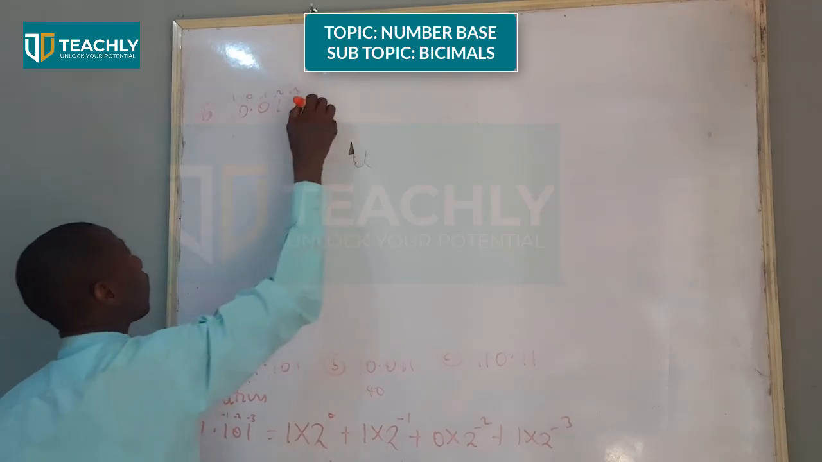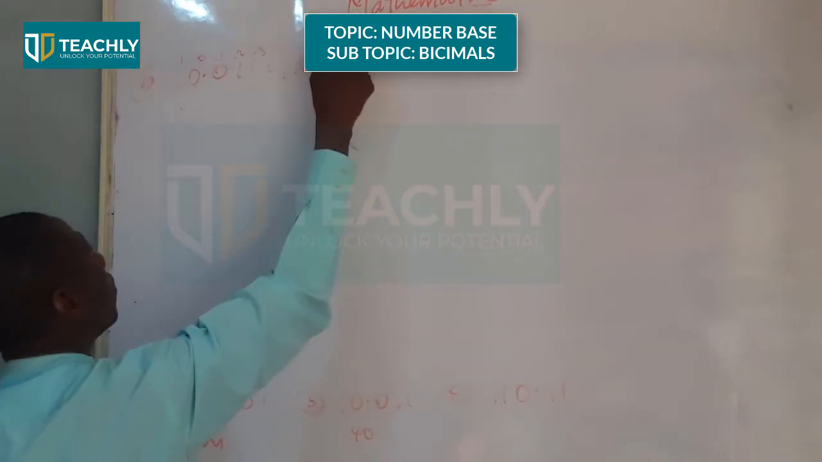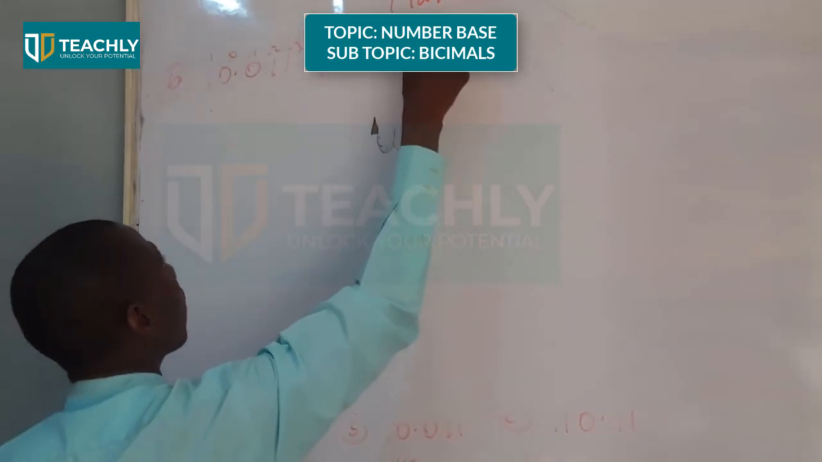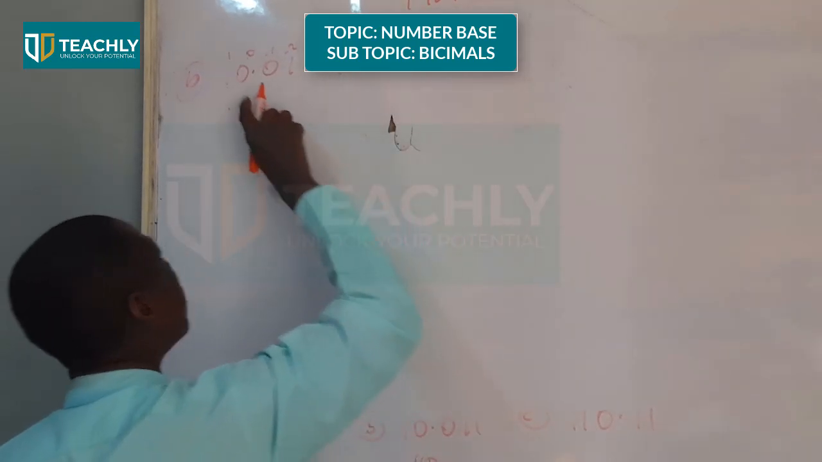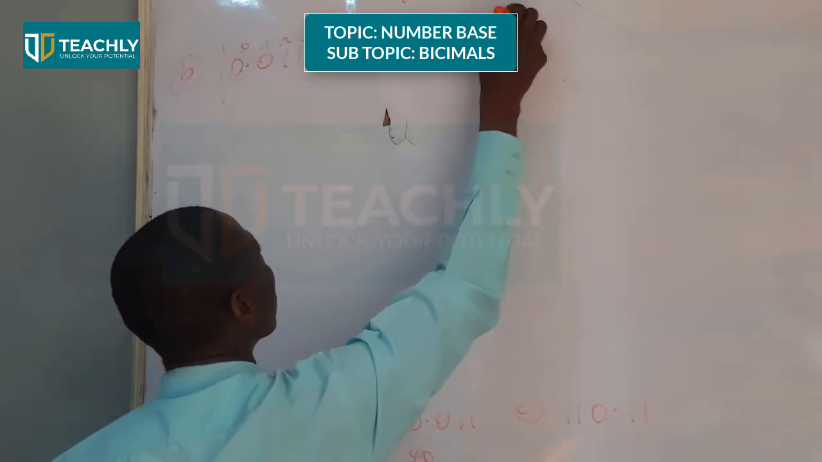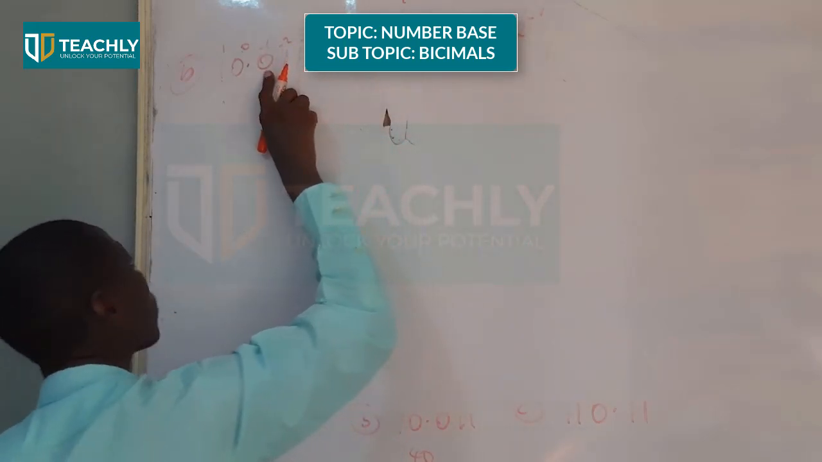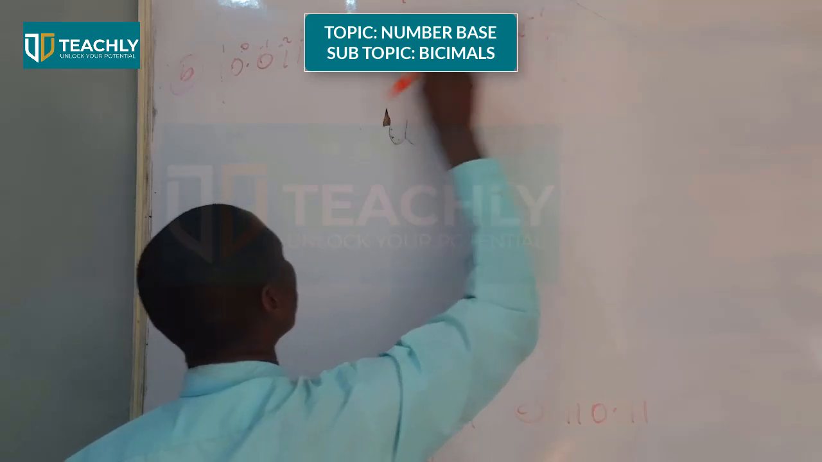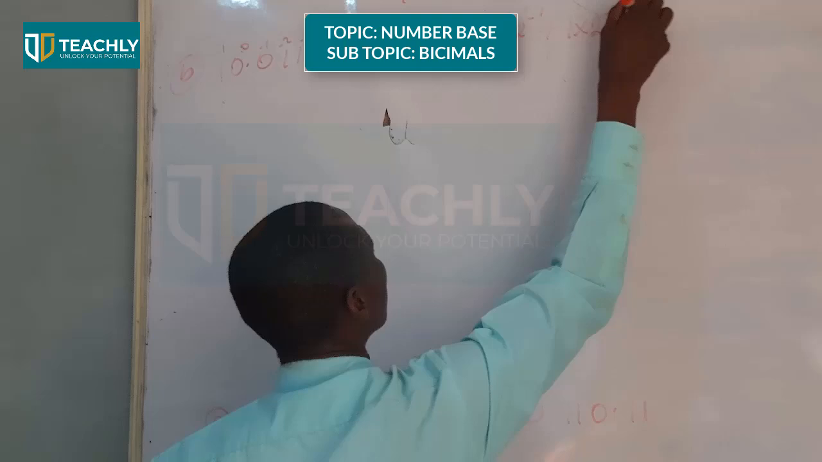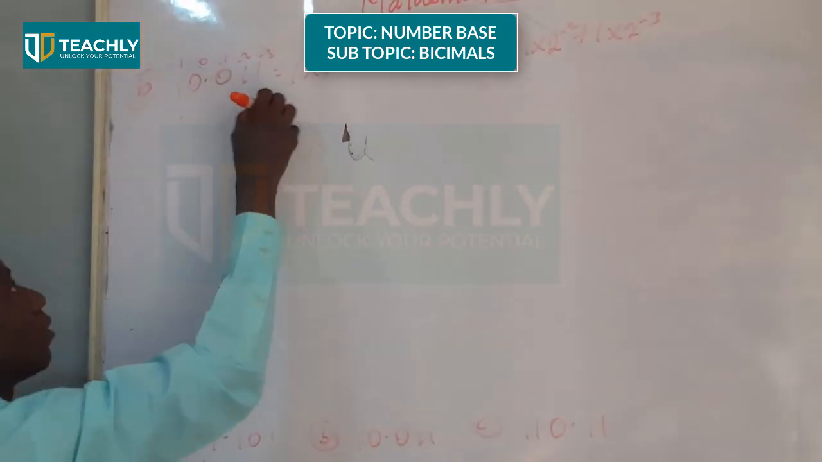So we are going to have 1 times 2 raised to the power 1. Plus the next one is 0 times 2 power 0. Then the next one is plus 0 times 2 power minus 1, because there is minus 1 on this 0. Plus 1 times 2 power minus 2, plus 1 times 2 power minus 3. Then let's add.